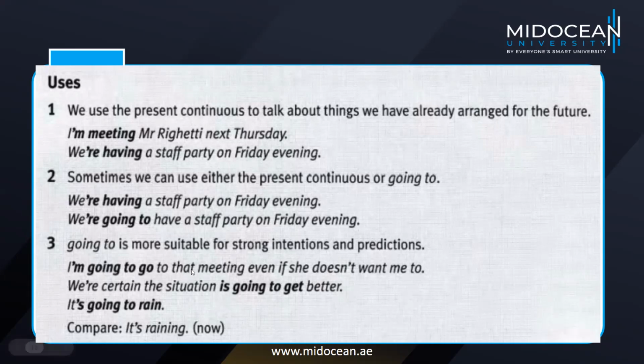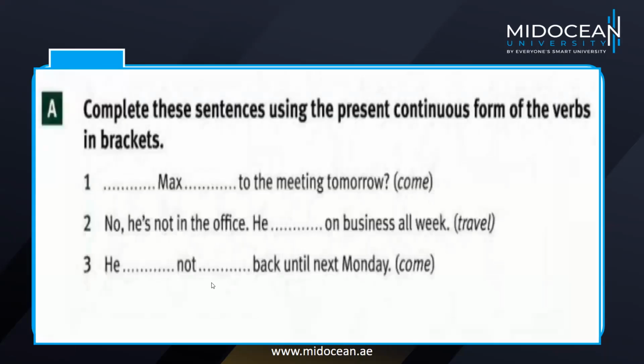I'm going to go to that meeting even if she doesn't want me to. We're certain that the situation is going to get better. Certain means I have predictions, a specific expectation, or an intention, a purpose. It's going to rain. It's going to rain. Okay, meaning that it will rain.